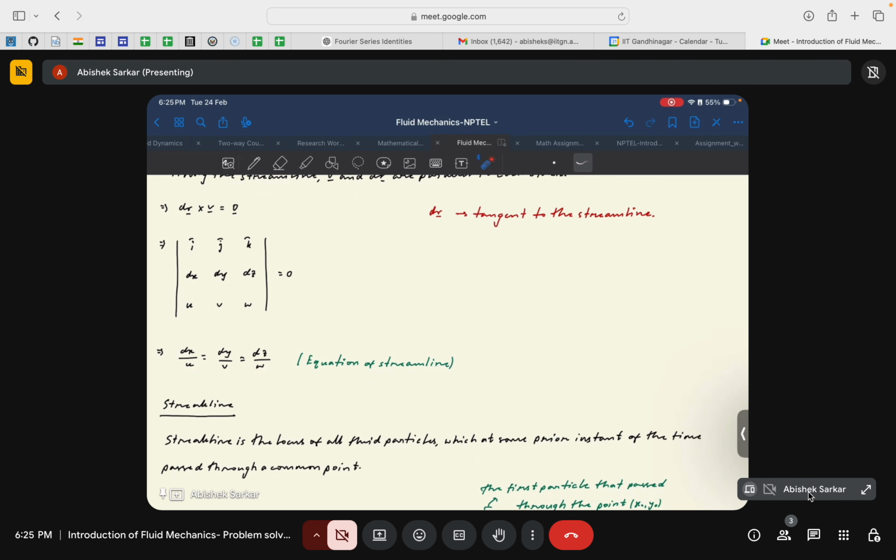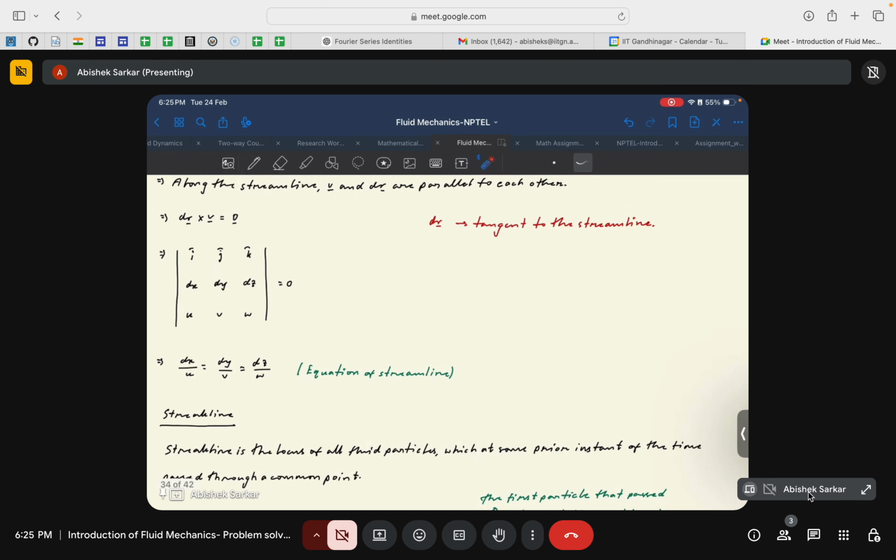Just to clarify, dr is a tangent to the streamline and v is the velocity field. If you take the cross product, you will end up with this equation. So I think it's clear. If there's any doubt, you might ask, otherwise I will proceed further.